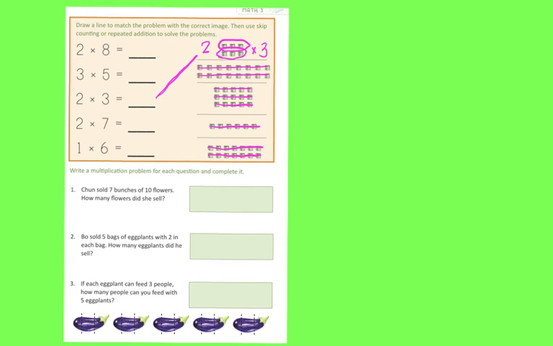All right, at the bottom, the directions say, write a multiplication problem for each question and complete it. So we're going to answer it. Okay, here's the first one. Chun sold 7 bunches of 10 flowers. How many flowers did she sell? Chun sold 7 bunches of 10 flowers. So write the multiplication fact and the total here.